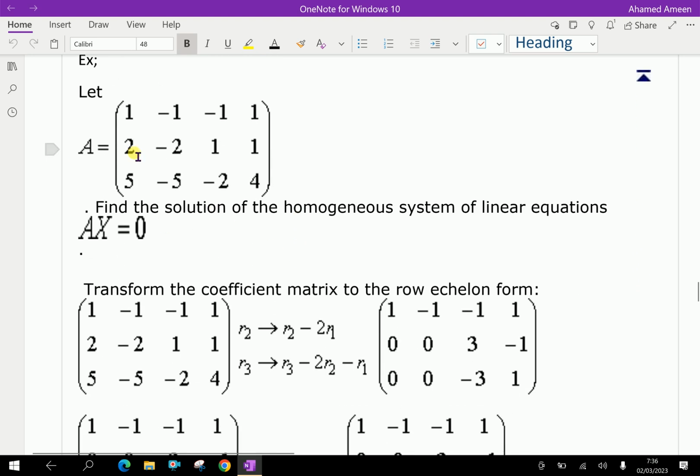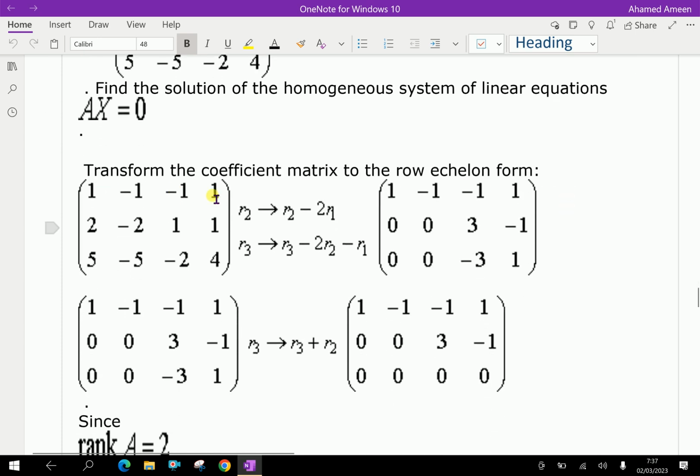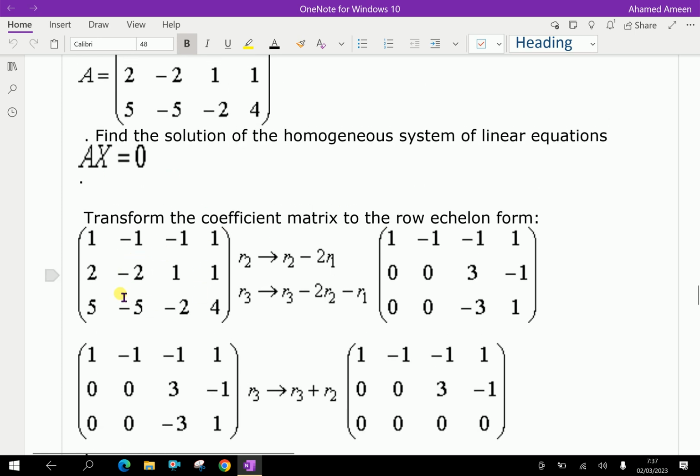Here a matrix is given with 4 variables and 3 equations. Find the solution of the homogeneous system of linear equations Ax equals 0. Transform this coefficient matrix to row echelon form. First we write this matrix as it is. Now we have to make these values zeros.